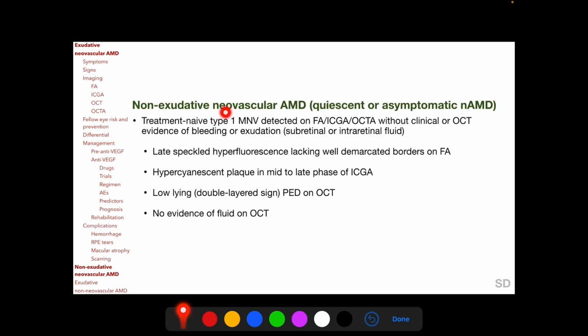Non-exudative neovascular AMD refers to an eye where a macular neovascular network is present but from which exudation has not yet started. The MNV in this situation is typically type 1 or sub-RPE in nature and can be detected on indocyanine green angiography and OCTA, but without any clinical or OCT evidence of bleeding or exudation.